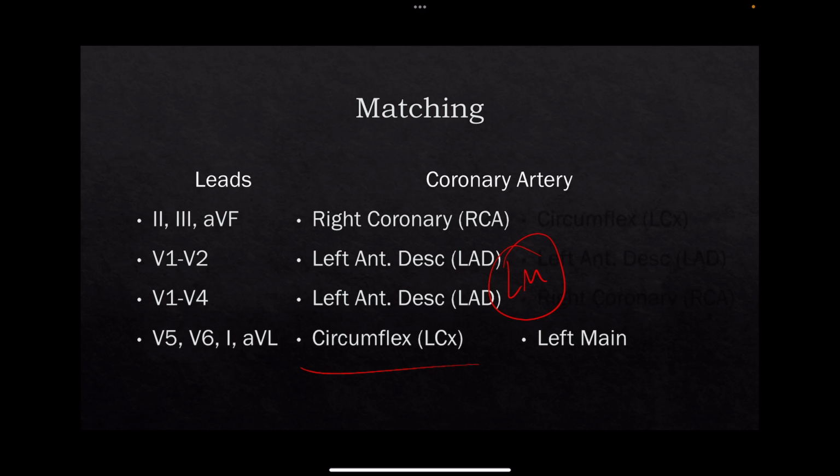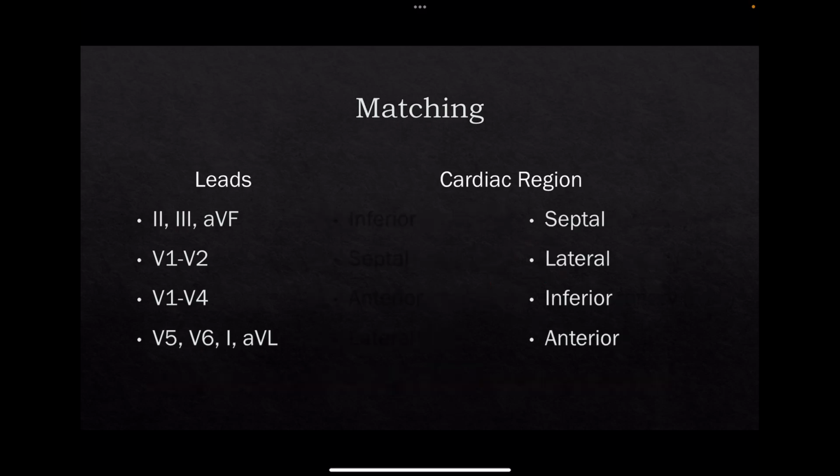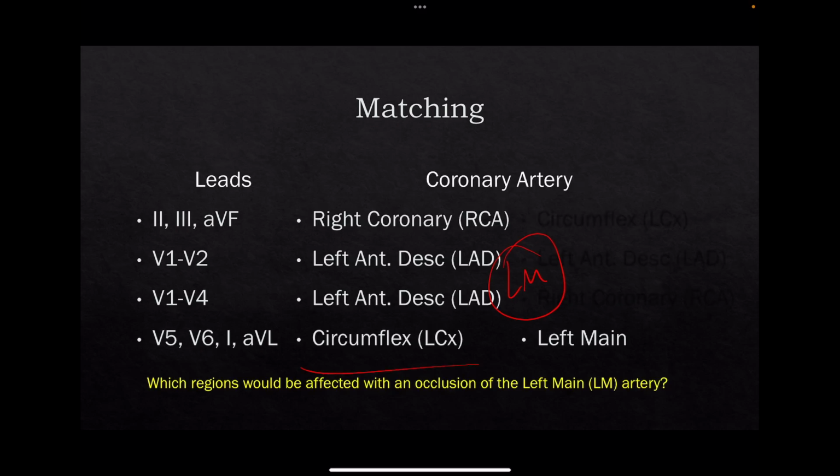Okay. Left main is that widowmaker because that feeds everything. And if that dies off, your LAD is gone, your circumflex is gone, your OMs are gone. You have a full-blown heart attack. Okay. So left main would be everything. All of that will be affected by a left main disease.